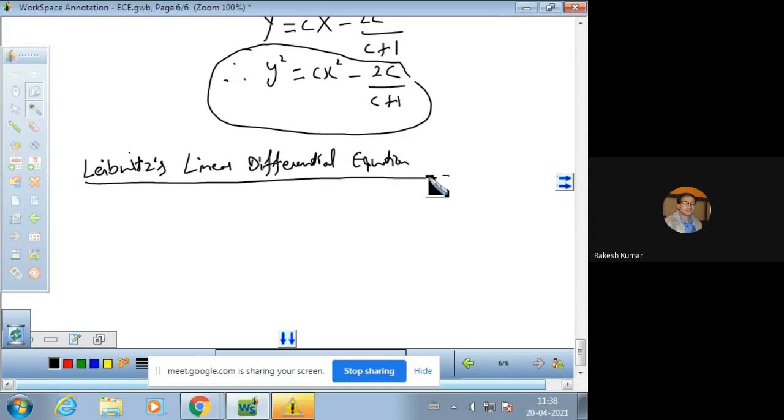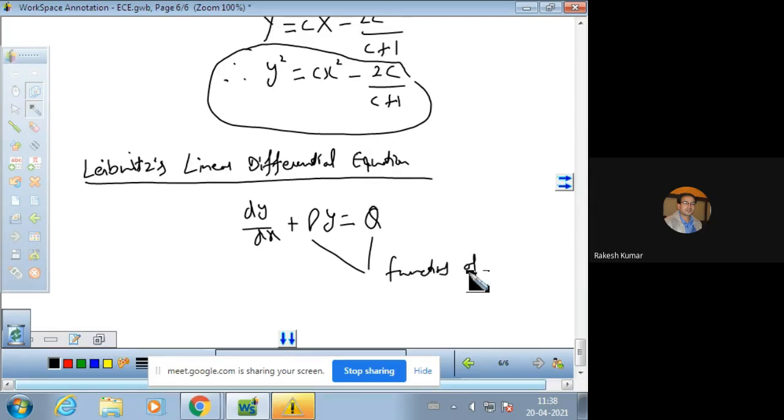And a differential equation is said to be a Leibniz linear differential equation if the dependent variable and its derivative occur only in the first degree and are not multiplied together. They will occur only in the first degree. So dy by dx plus py is equal to q, and here p and q are functions of the variables x and y.